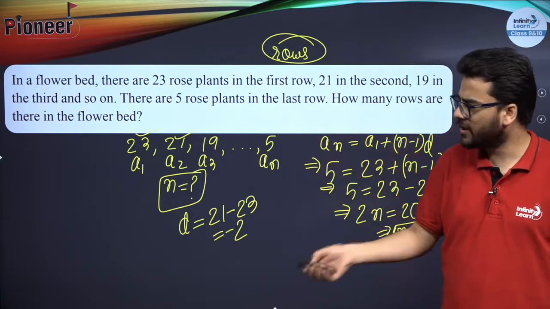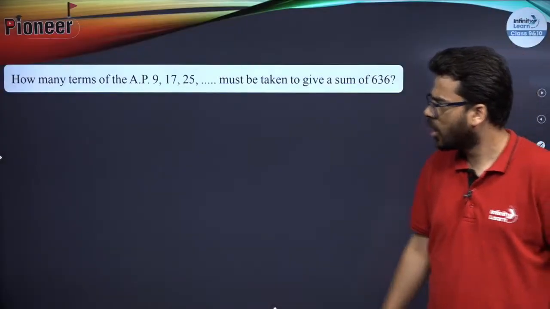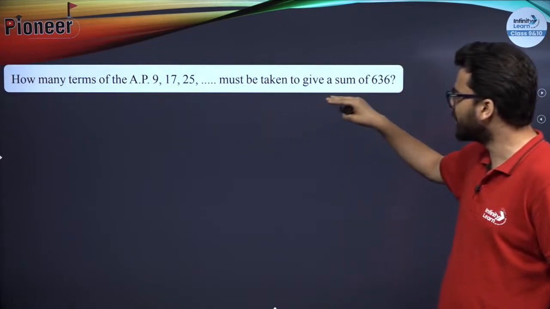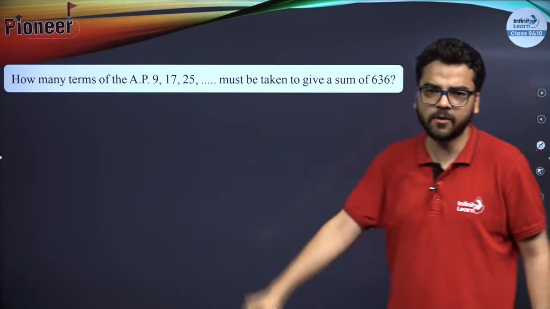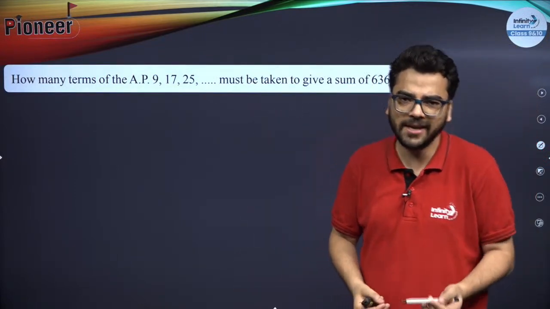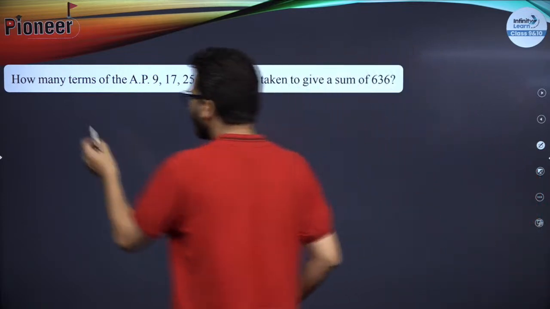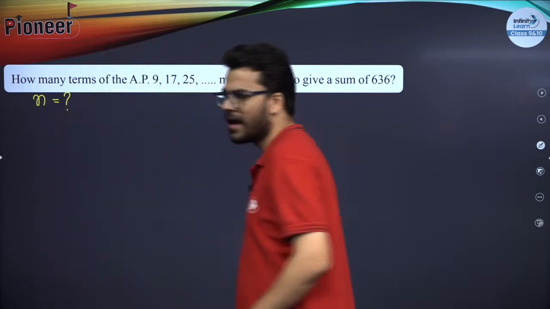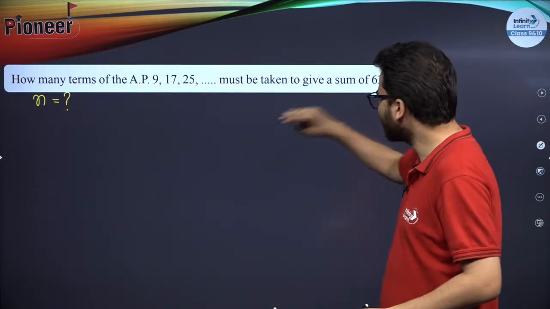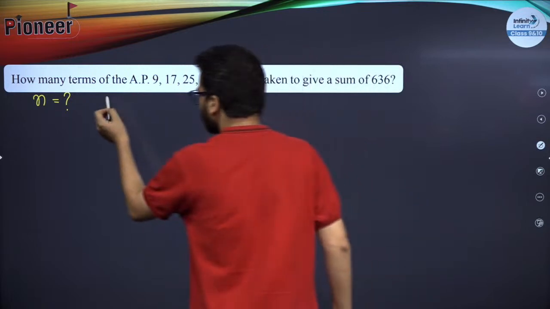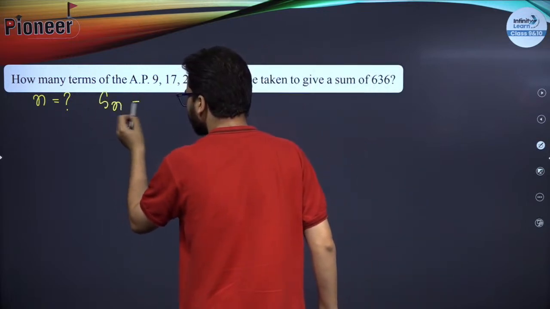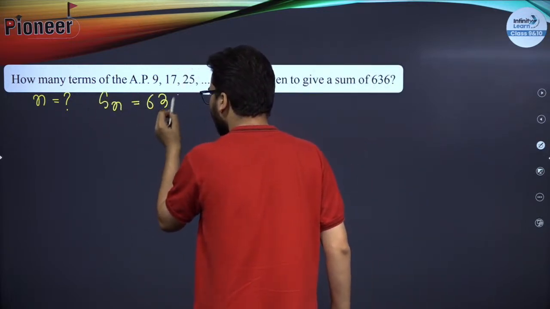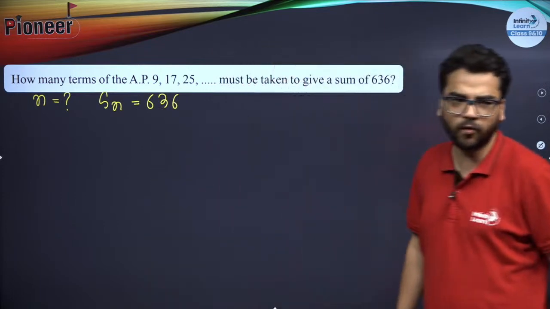Okay, so let's move on to the next question, guys. Try doing this one. How many terms of this AP must be taken to give a sum of 636? How many terms means what? Again, the number of terms is being asked, right? n is being asked, and Sn is given, the sum of the terms, that is 636. So Sn is equal to 636, and you have to find the value of n.